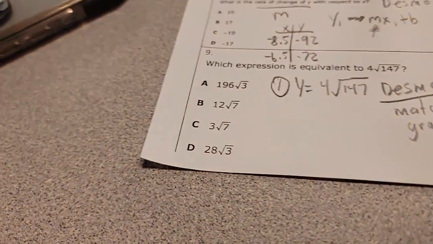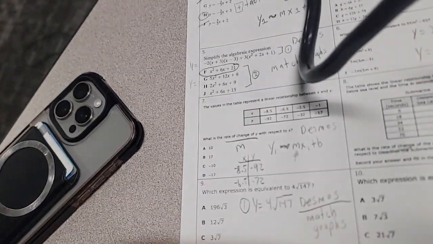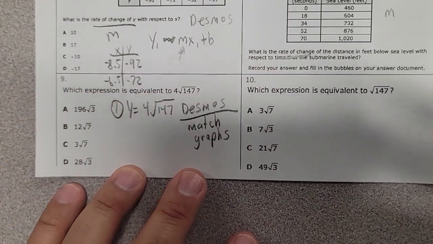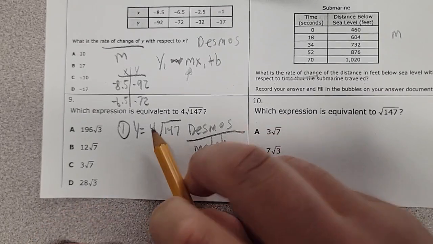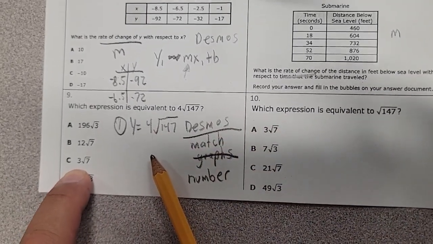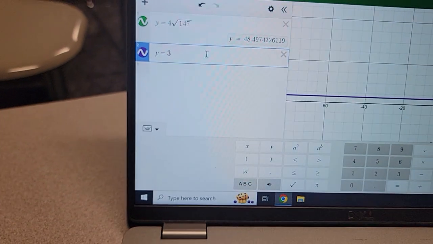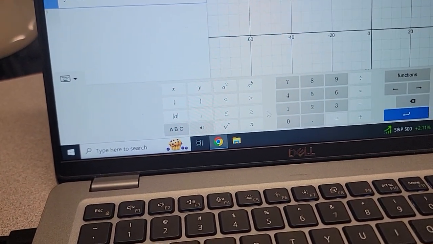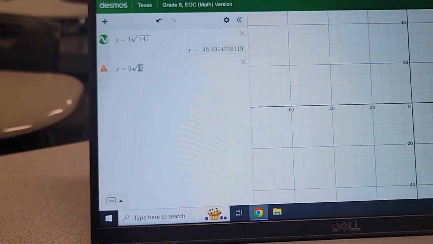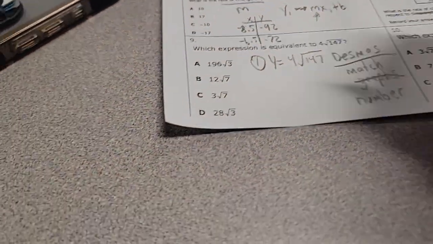So now I'm going to pick one of these to see which one of those is going to have the same number. So let's change that to match the number graph. I think that might be easier. Match the number. So for example, let me do like 3 square root of 7. So y equals the 3, and then the square root of 7. All right, that is not the same. So I know that's not the answer.